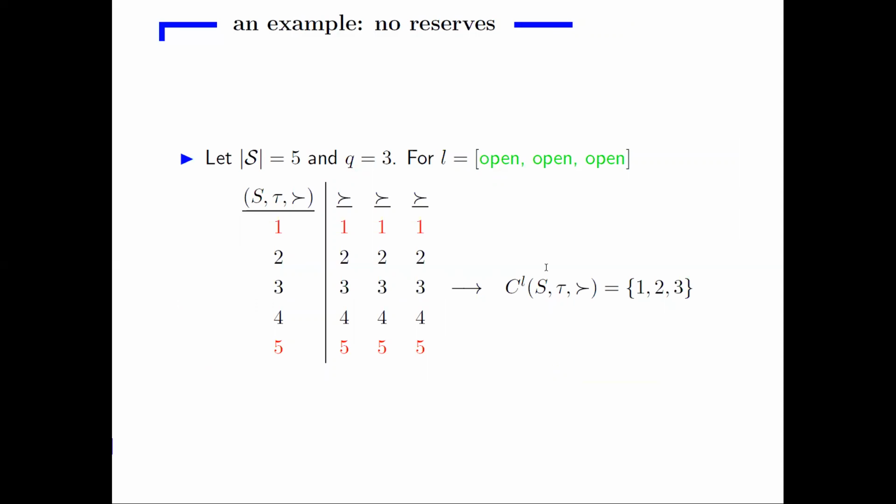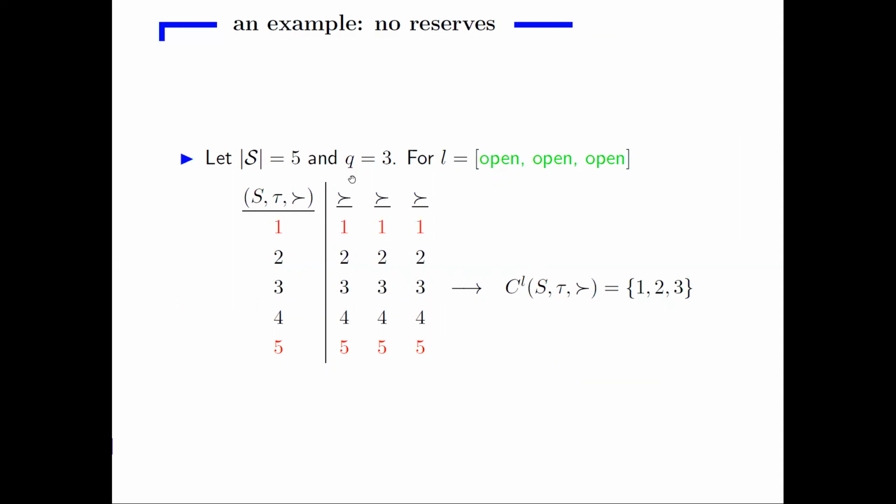Suppose that we have 5 students, capacity is 3. Say that my lexicographic order does not have any reserved seats. It says all the seats are open seats. Okay? That means I have 3 orderings which are identical to the priority ordering.